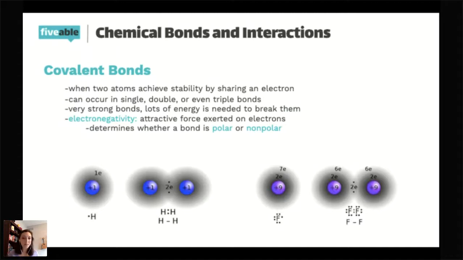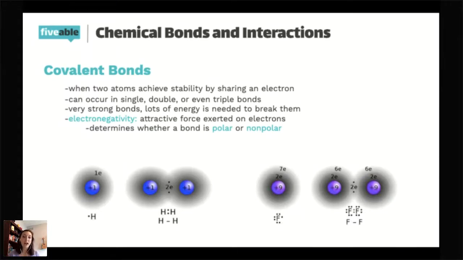But covalent bonds, as you guys know, are when two atoms achieve stability by sharing an electron. These can occur in single, double, or triple bonds, depending on the availability of electrons from the two atoms that are sharing. Covalent bonds are known for being super, super strong, so lots and lots of energy is needed to break them.